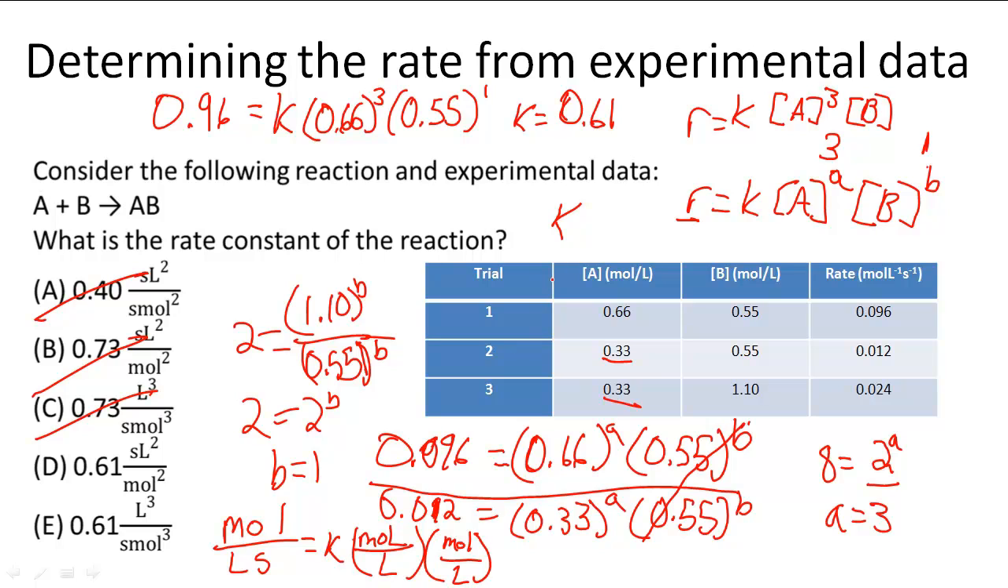We see that because this is what the experimental data tells us. If I manipulate these variables, K has to equal liters cubed over seconds times moles cubed. So that must mean E is the answer to our question, because it has the correct constant and also the correct units. So E is the answer to this problem.